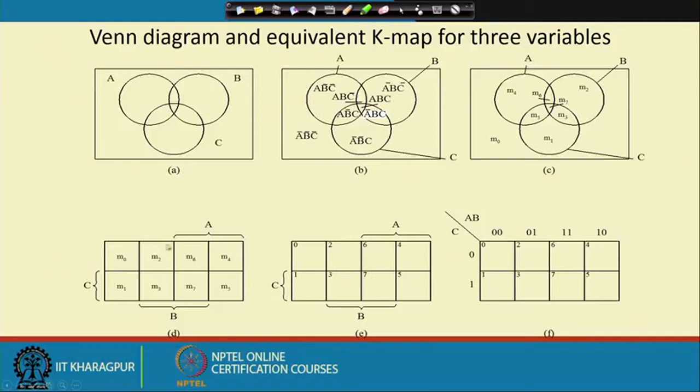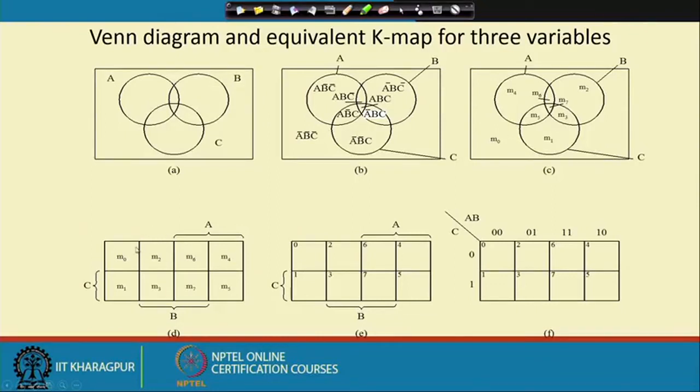In a tabular notation, A and B are put on the row side, and C is put on the column side. So, 2 variables will be put on the row side and 1 variable will be taken at the column side. So, this A B is 0 0, 0 1, 1 1 and 1 0. Note the notation that A equal to 1 spans over these 2 columns, B equal to 1 spans over these 2 columns, and C equal to 1 spans over this particular row. So, in this particular column, A and B both are 0, and here A is 0, B is 1.